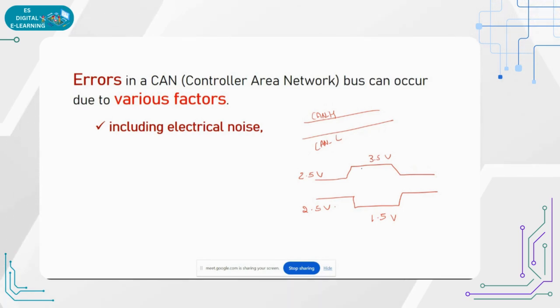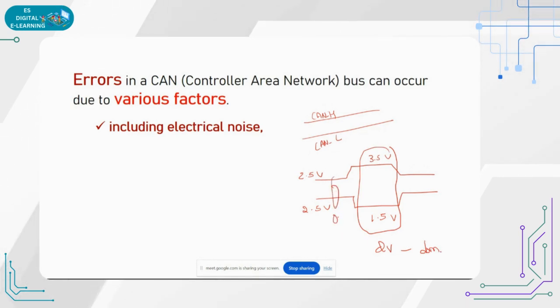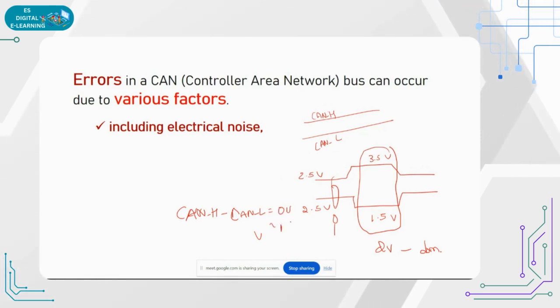So remember, whenever it is rising, the difference of the voltage is 2 volts. Okay, so this will be the dominant. Whenever the difference is zero, right? So the difference means CAN high minus CAN low, as we discussed. If it is 0 volts, it will be a recessive one. If it is 2 volts, it will be a dominant. So this is what we discussed previously.